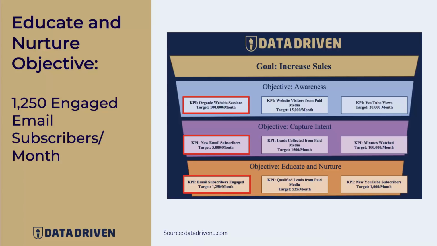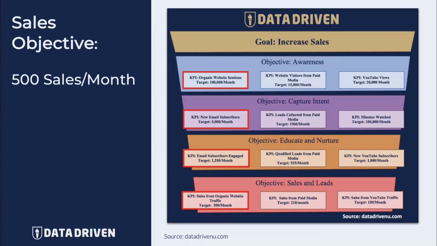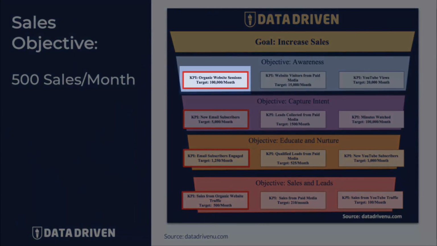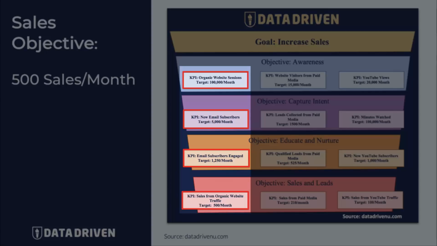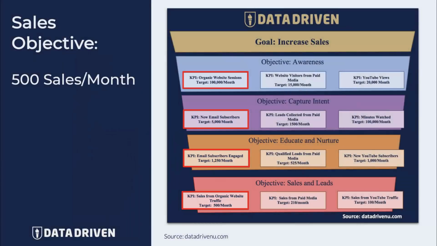So we're looking at 1,250 engaged email subscribers a month. And then finally, we think that if we can generate 100,000 sessions to our site, and 5% of them convert to email subscribers, and 25% of them become engaged as email subscribers, and then 40% of those engaged subscribers will become a sale, we're looking at a result of 500 sales a month using this objectives dashboard.